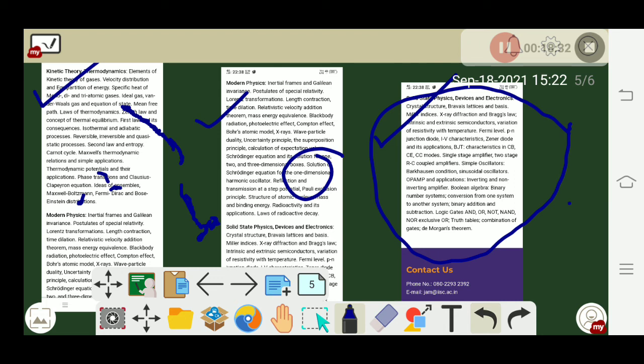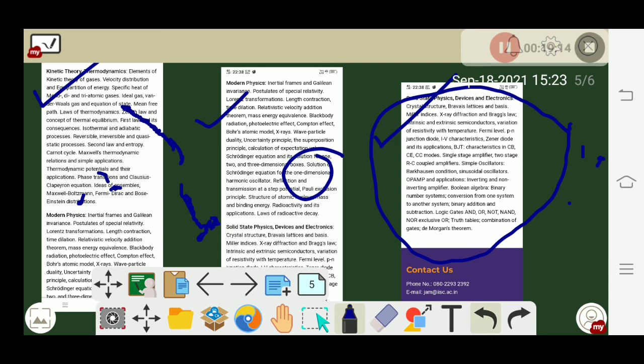BJT, you have to write the characteristics, single stage amplifiers, two stage amplifiers. This portion is not so important, but it varies from institute to institute, so we are going to cover everything. Simple oscillators, Barkhausen criterion, A beta equals 1. Sinusoidal oscillators, there are many types of sinusoidal oscillators. We need to remember the values of M and L, C, yeah. Yes, I have studied this. Op-amp and applications, inverting and non-inverting. Not only inverting and non-inverting, there are many: summing, differentiator, integrator, subtractor. You have to cover everything.